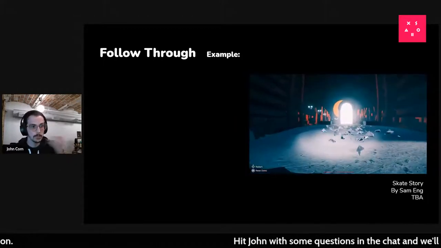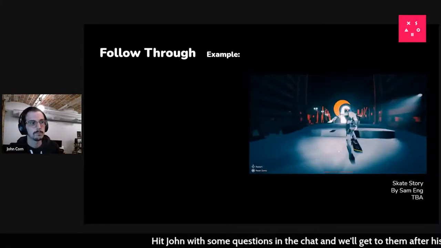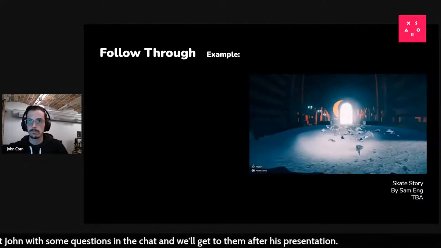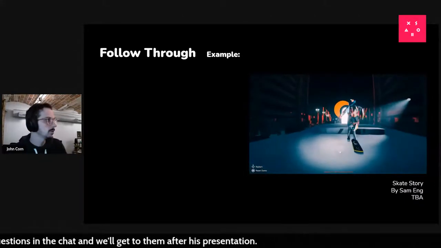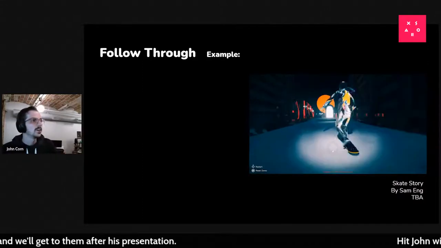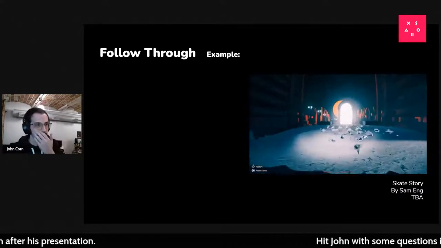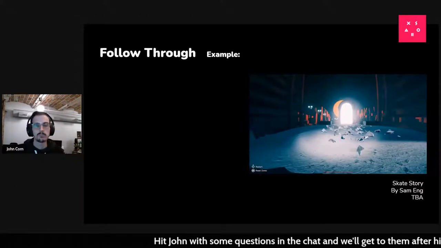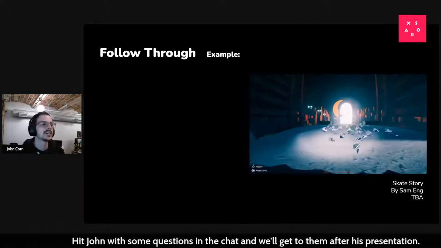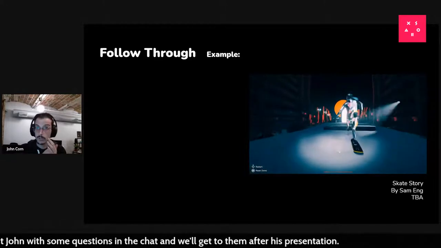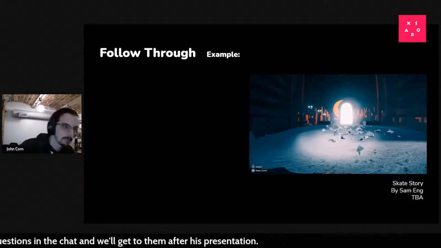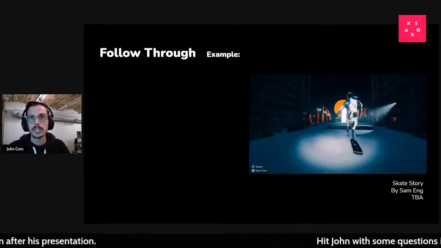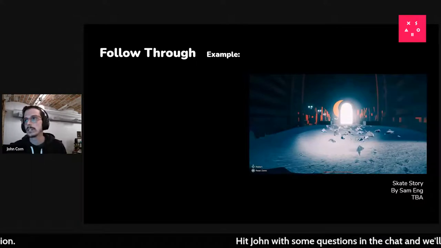So the example here, we have A Skate Story. The studio's name is By Sam Eng. It's to be announced. Sam, who is working on this, is actually part of Gumbo, sits right over there. I really like this example because it's a skateboarding game, you're using the skateboard for everything, and it directly affects the player. The skateboard comes to a complete stop, right? But there's follow through in the player's action: the player falls off and shatters, and then even further, some of those crystal shards keep up the momentum.